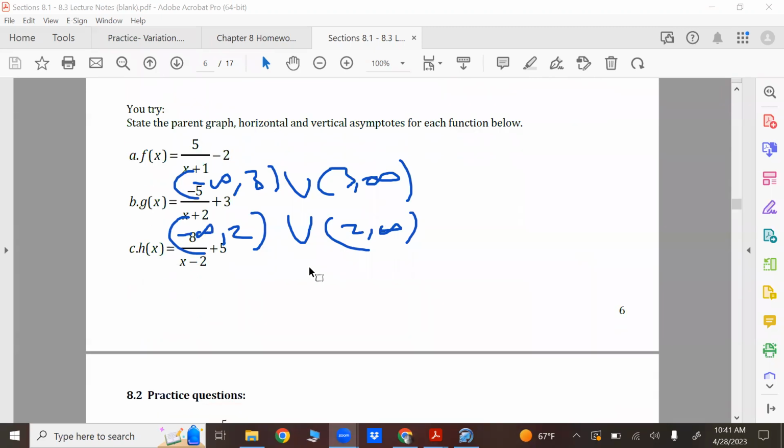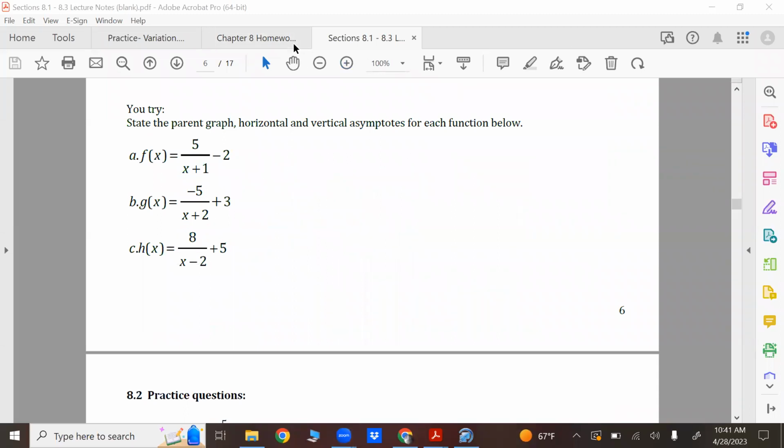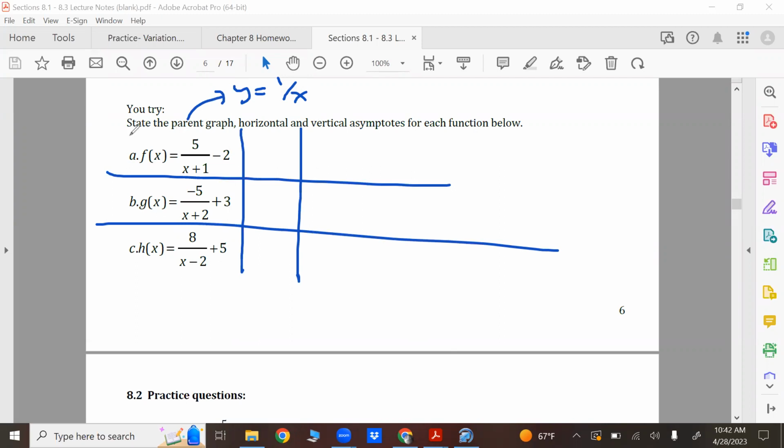Now we don't even have to graph these. We could just use the parent graph in each case, y equals 1 over x. That's easy. And then let's do a little table here. Table. Just make it easy. Just state the asymptotes.